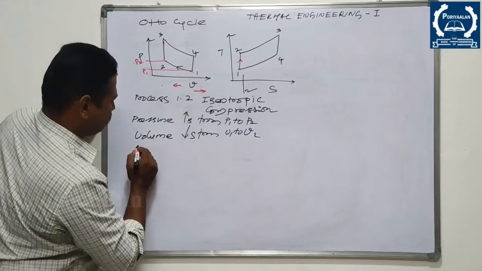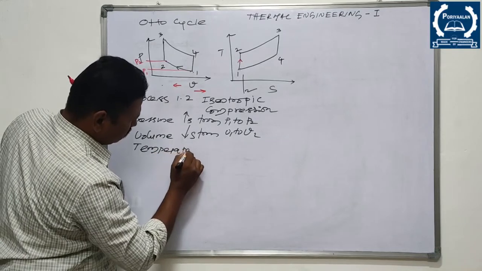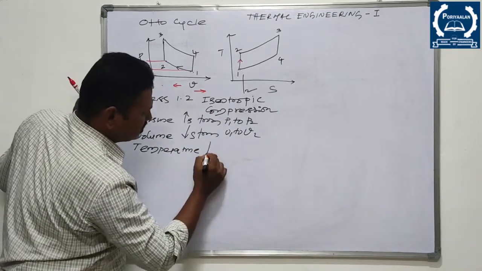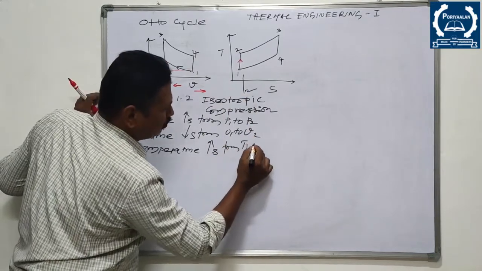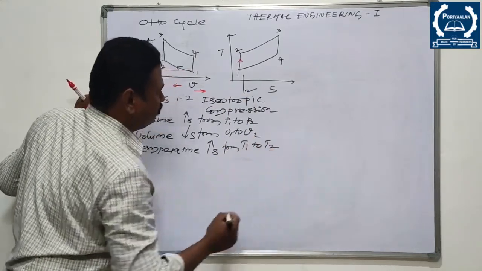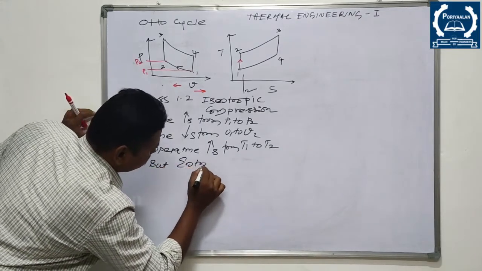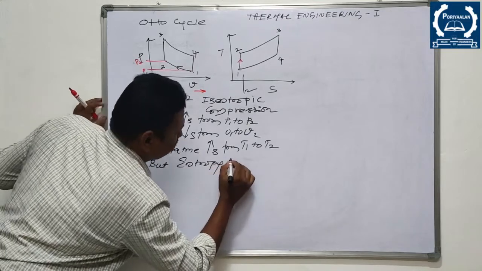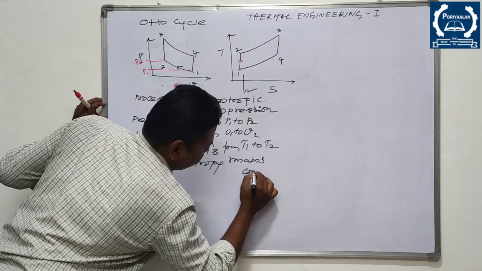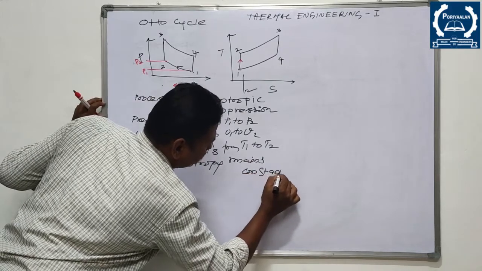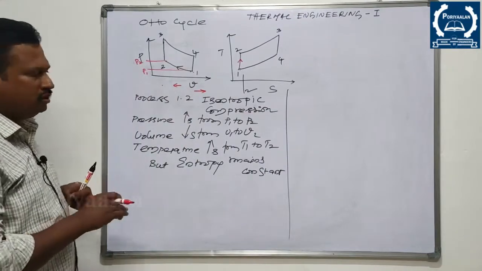What about temperature? Temperature increases from T1 to T2, but entropy remains constant. Right? So this is the story behind process 1 to 2.